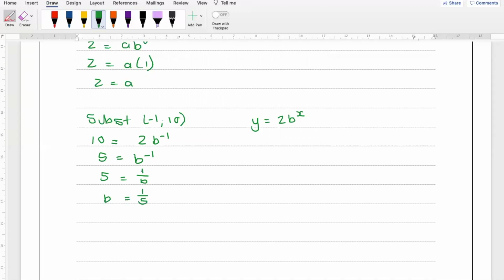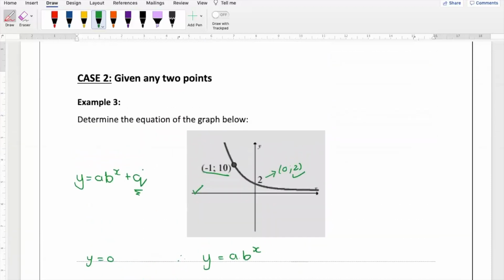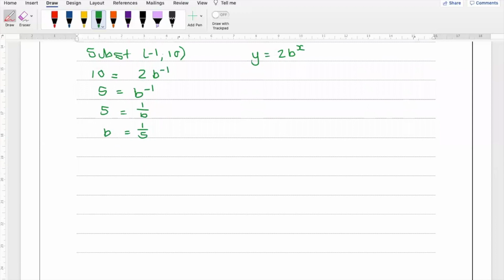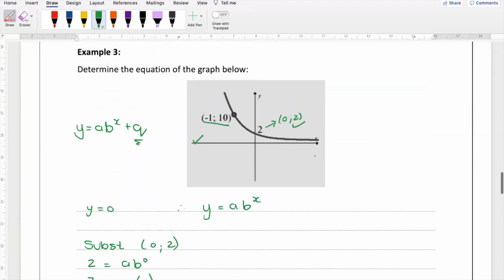Now, if b is a fraction, it would mean that our original graph was decreasing, and it was. So we can be comfortable that this is the correct answer. So we just show our markers this all together, and we say, therefore, the final equation is y equals 2 times 1 over 5 to the power of x plus 0. I don't know if you've noticed, but while it looked like they just gave us 2 points, they actually sneakily also gave us a horizontal asymptote. So just be aware of that.